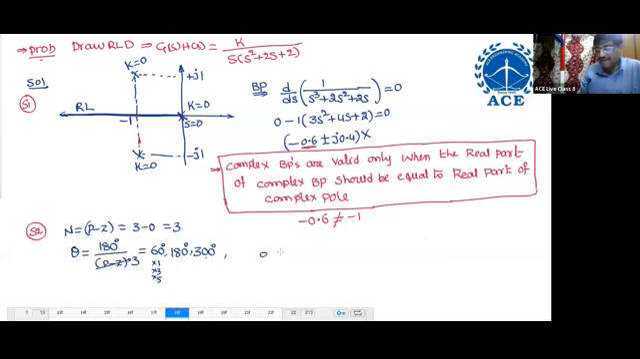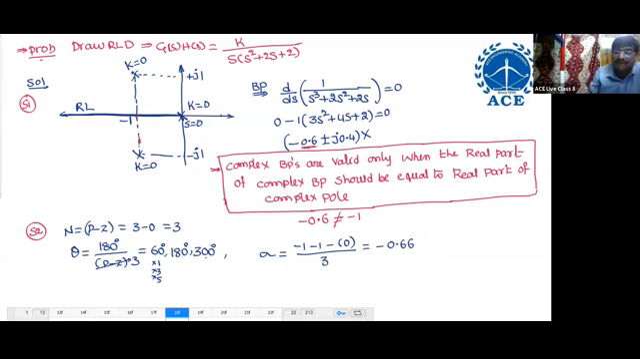Next, the centroid. What is the centroid? Centroid is the sum of the real parts of the poles minus the sum of the real parts of the zeros, divided by P minus Z. What is the real part of the pole here? Minus 1. The real part of each pole is minus 1. No zeros. Divided by P minus Z, which is 3. So minus 0.66 is the centroid. Centroid is minus 0.66.